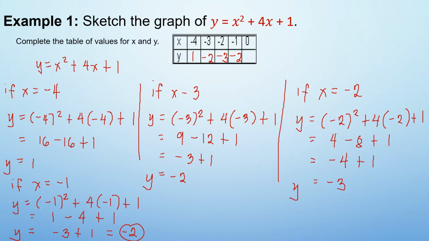Then for the last one, if x is 0, y is equal to 0 squared plus 4 times 0 plus 1. So we have 0 plus 0 plus 1. Therefore, y is equal to 1. So if x is 0, y is equal to 1. So that is our table of values. Let's continue.